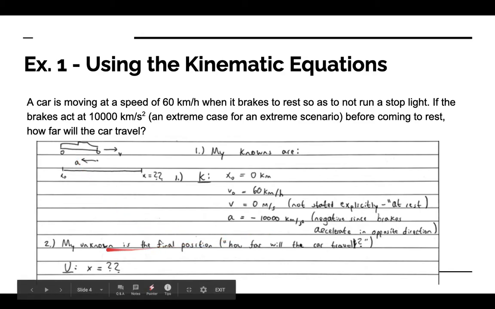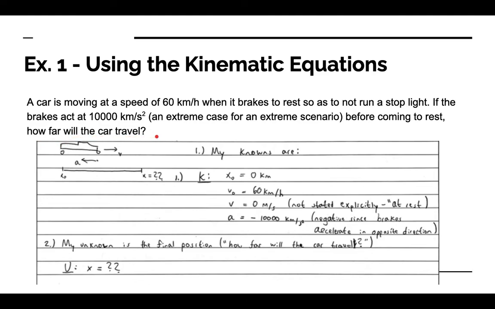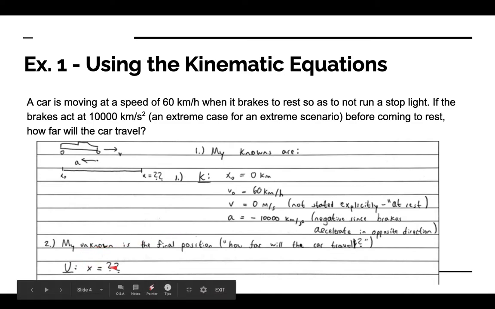So as a result, we move on to step 2. My unknown is the final position. How far will the car travel? Again, it doesn't explicitly state to find our final position, but indicating how far our car travels insinuates that we're looking for a final position.